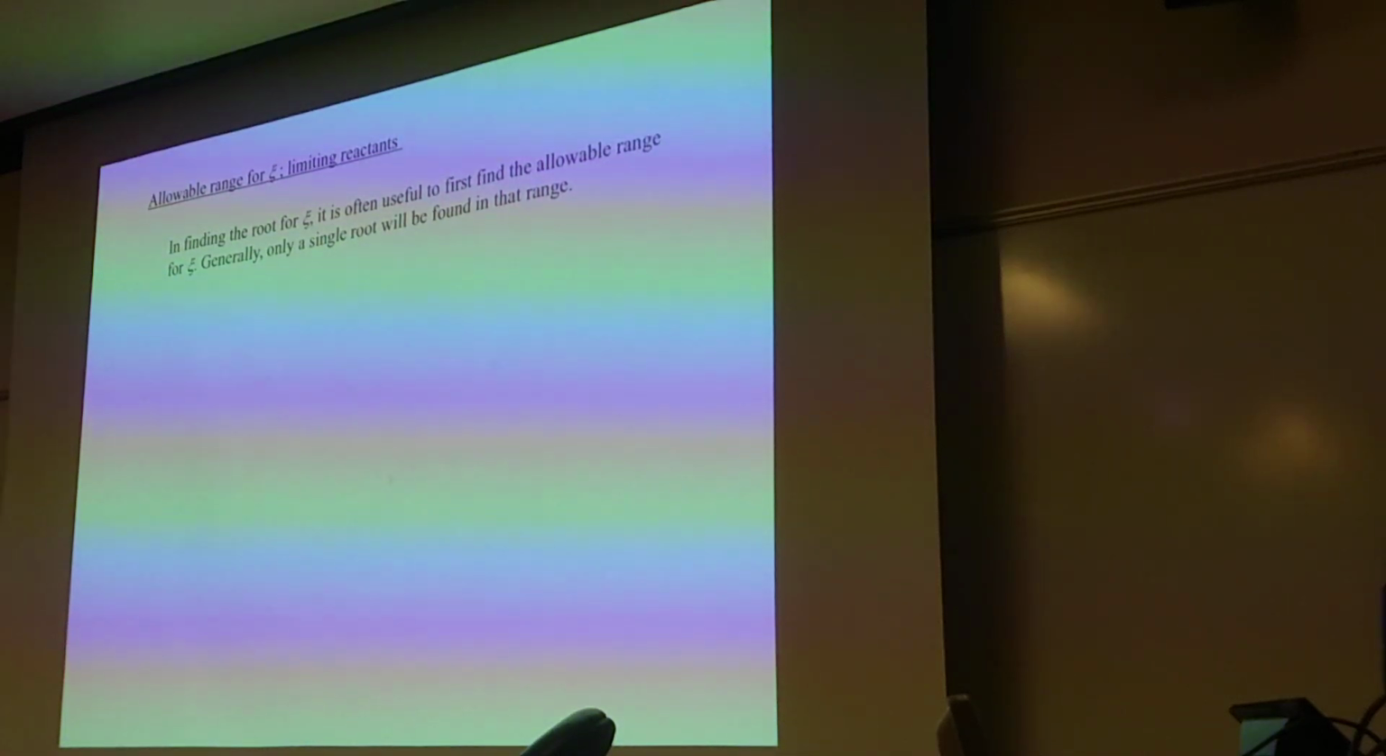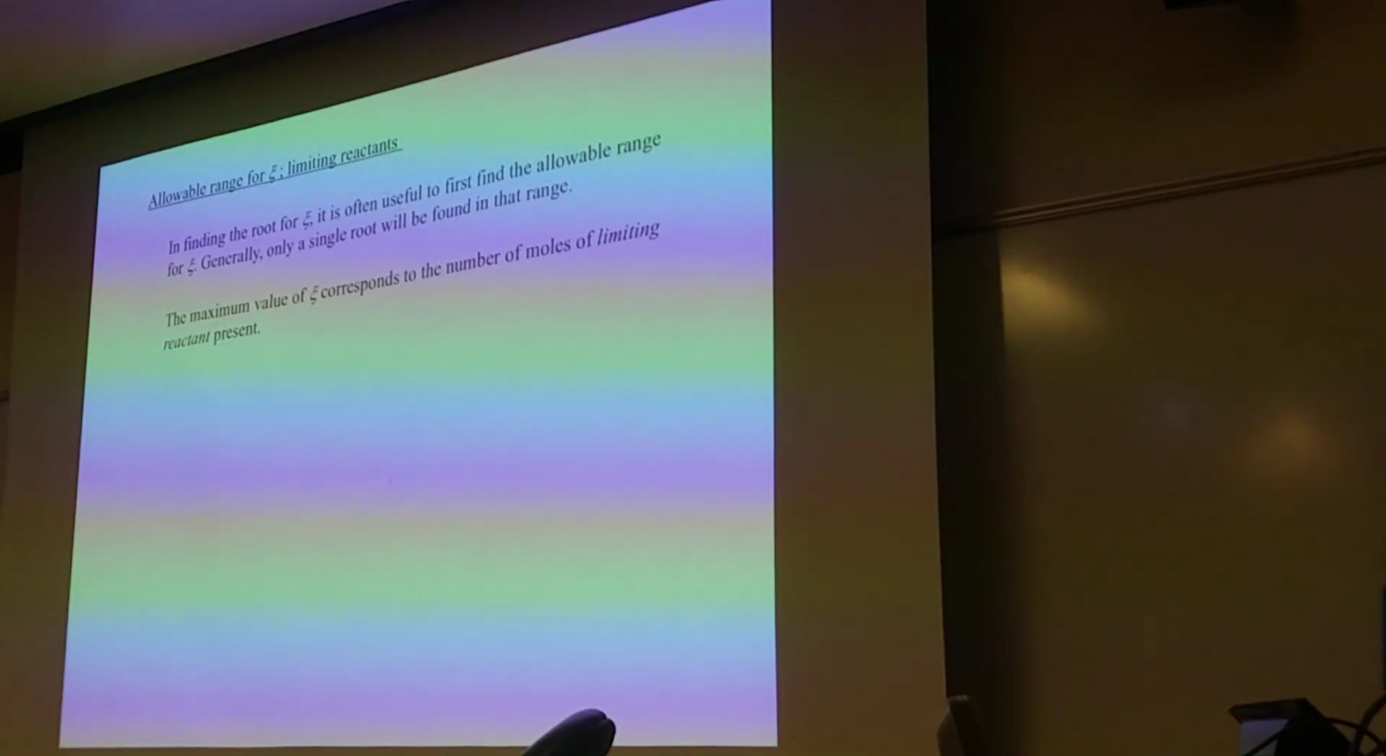And that is to, before we even go to find the root, let's find the allowable range for xi. And this is an issue of identifying the limiting reactant or reactants. So in finding the root for xi, it's often useful to first find the allowable range, and generally only a single root will be found in that range. So this is an issue of determining what the limiting reactant is.